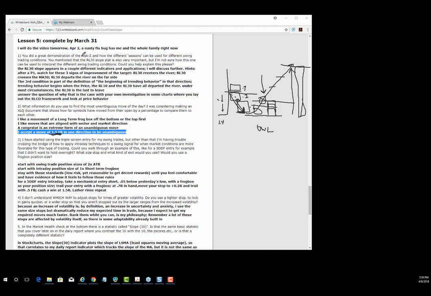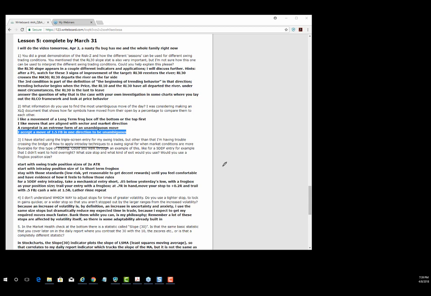Okay? So, number 3. I've started using the triple screen, but other than that, I'm having trouble crossing the bridge of how to apply intraday techniques to the swing signal. This is a set of rules that I would use. Now, remember what you're doing in this case is you're a swing trader and you are moving towards day trading.